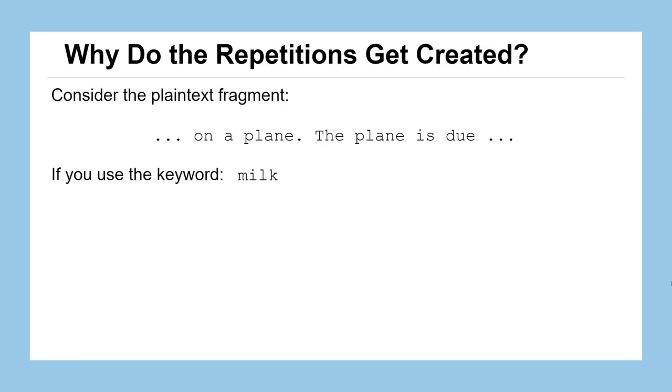So let's look at a smaller one here. Let's start with some plain text. Let's start with a small message. And we have just a piece of a sentence here, "on a plane, the plane is due." And notice the word plane shows up twice in this message. We're going to pick a random small keyword here. We're just going to use the word milk. So this would work for any 4-letter keyword.